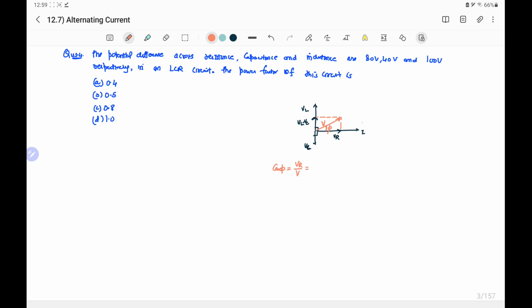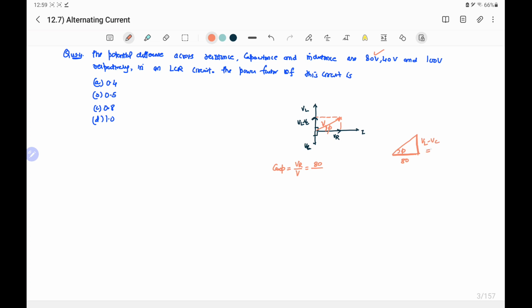VR is the voltage across the resistor and it is given 80 volts, so we can write it as 80 volt. And net voltage is V. In this triangle, which is having the angle phi, the base is 80 and this perpendicular is VL minus VC.